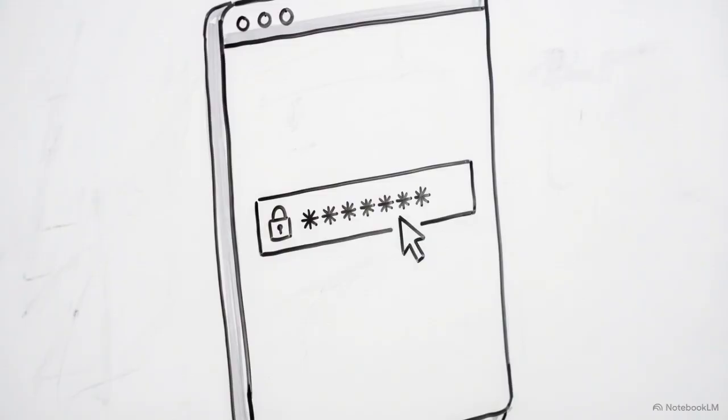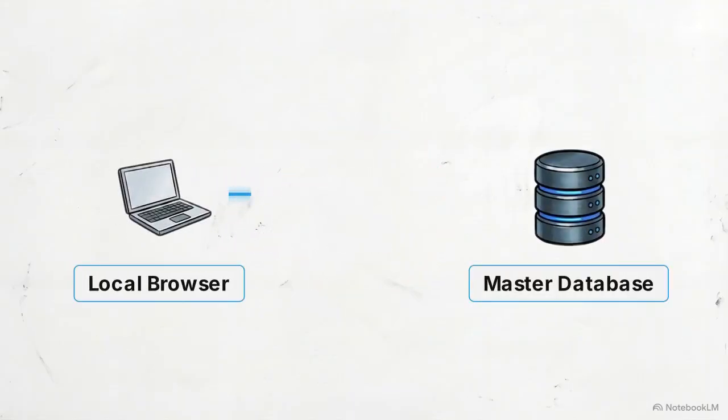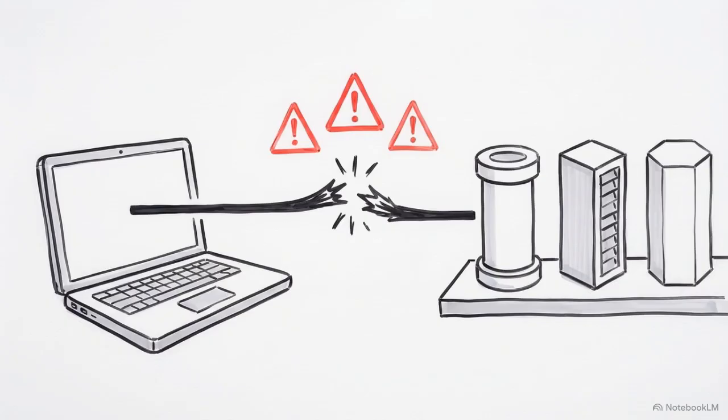We begin by pasting your core API key into the browser extension settings menu. This key serves a single vital purpose. It creates an exclusive, secure bridge between your local web browser and your master software database. Once connected, you will encounter a common synchronization issue.